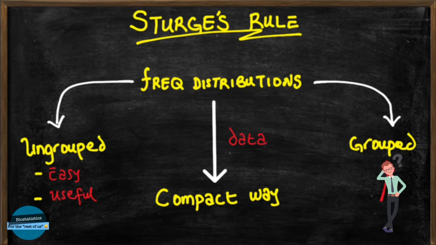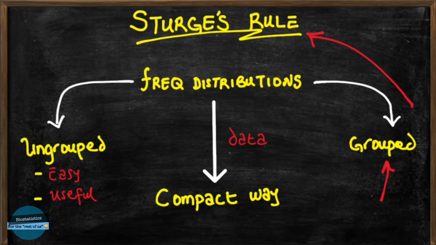Students and researchers often find it difficult to group data because they don't know the best number of groups to have when doing this. In this video, we are going to focus on how to determine the best number of groups or classes for a grouped frequency distribution using one of the very famous rules in statistics called the Sturges Rule.